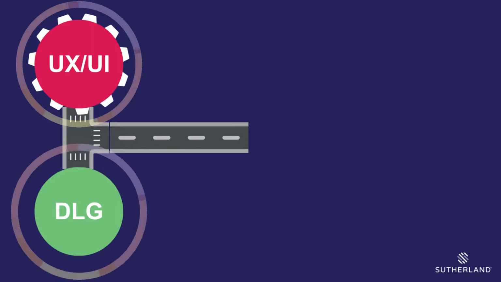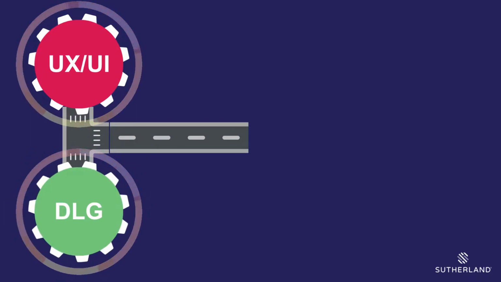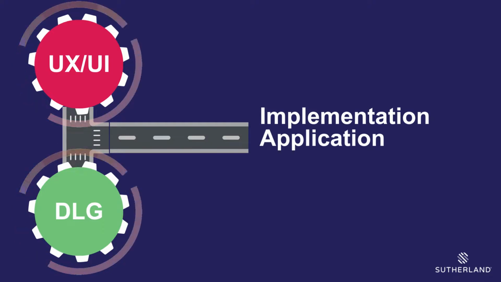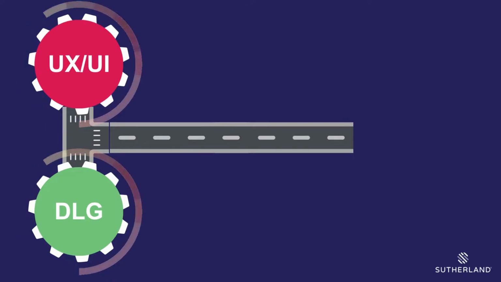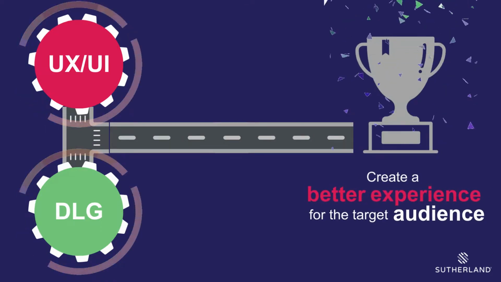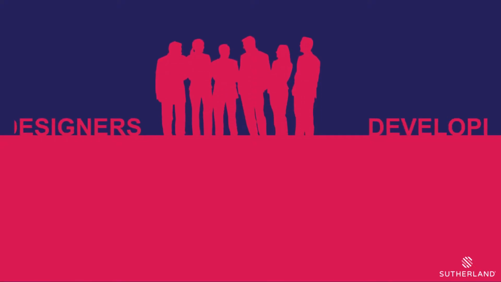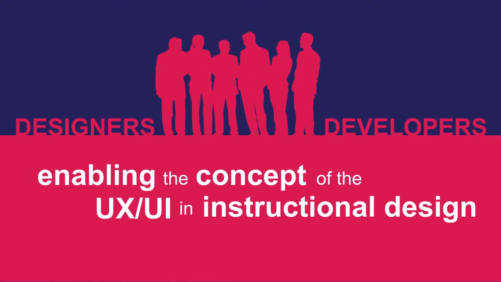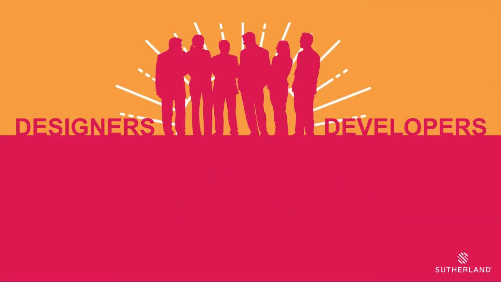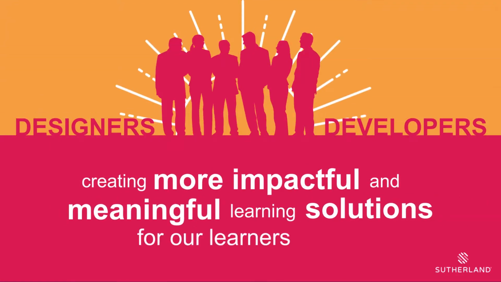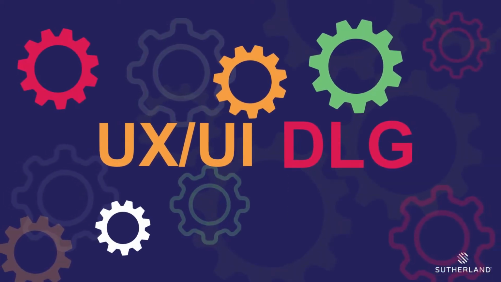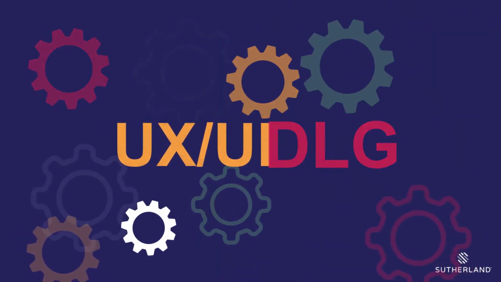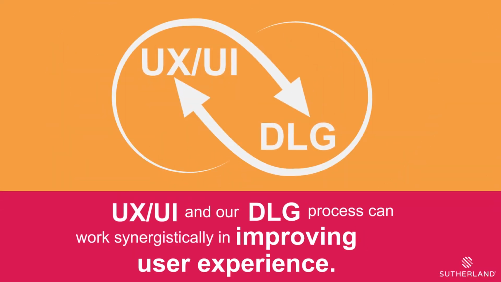In many ways, UX and UI follows a similar path to the DLG design process. They differ only in the implementation and application of the steps, as well as the target outputs. But the ultimate goal is pretty much the same. That is to create a better experience for the target audience. As designers and developers, enabling the concept of UX and UI in our work will allow us to expand our horizons in terms of creating more impactful and meaningful learning solutions for our learners. There may be differences between UX and UI and our DLG process, but they can work synergistically in improving our users' experience.